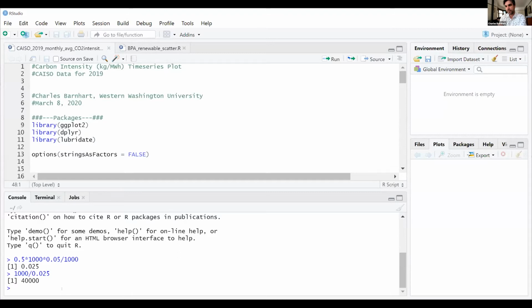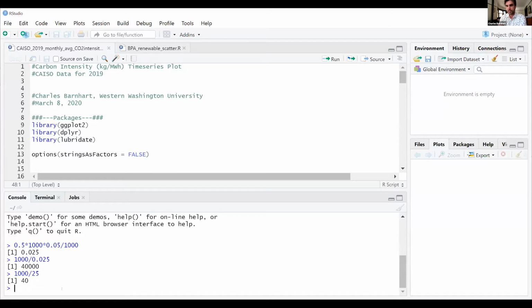$25 times what? Guess that is right. Yeah, so we need a lot of houses to be involved to do this. No, that isn't right. 1,000 divided by 25. We need 40 light bulbs to get a metric ton.